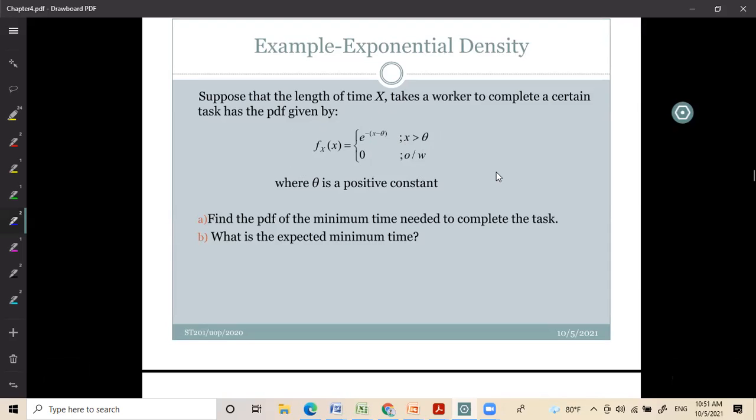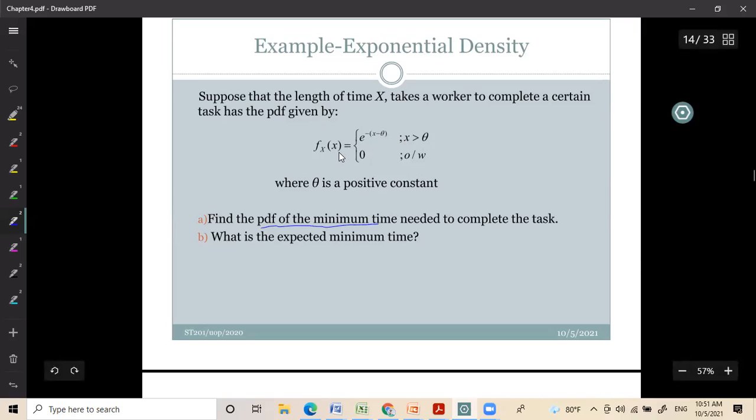You have to find the PDF of the minimum time needed to complete the task. Okay, you have to find the PDF of the minimum time needed to complete the task. And then you have to find the expected minimum time using it. Okay. Now, how do you do this one?